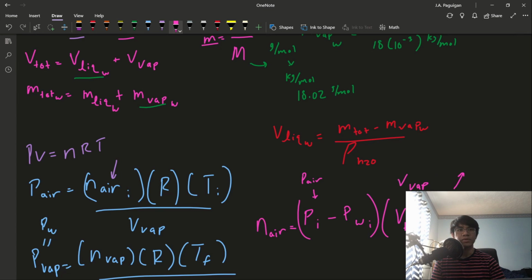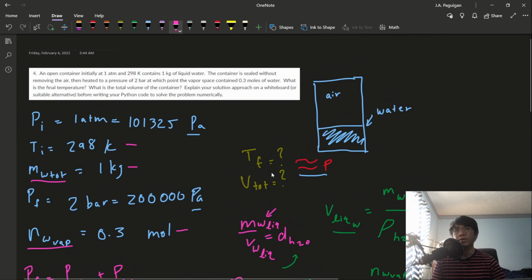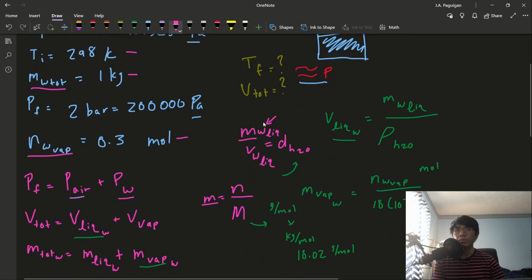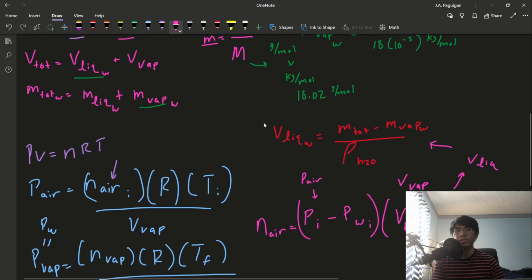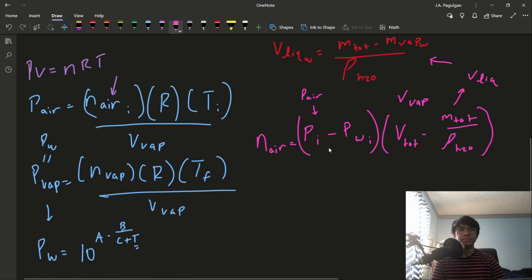Because volume of vapor is equal to volume of the total minus the volume of the liquid. And volume of the liquid, just like how we found here, is equal to mass over density. The reason why we don't use the mass vapor is to make things easier for us. And we can also assume in the problem that the mass is negligible, as there's no actual number for the mass vapor. So we assume it's a variable, or we assume it's not there at all. And to make things easier for us, we just assume it's not there at all.